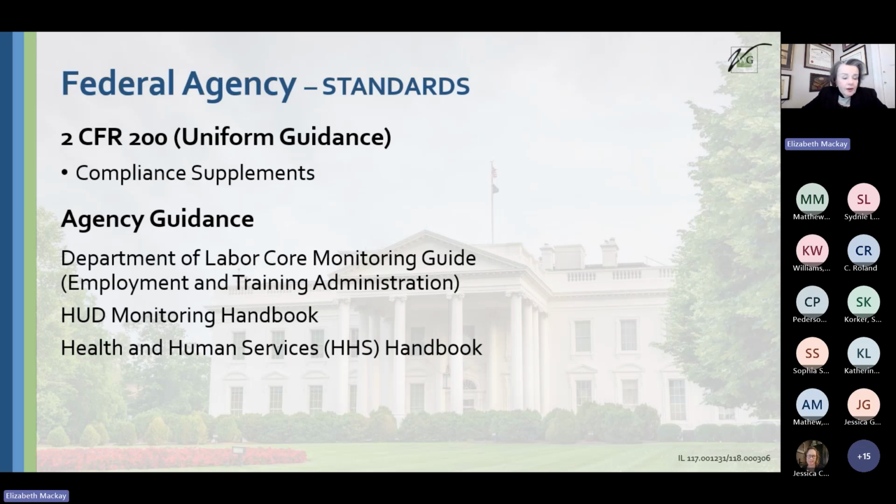And of course, there are agency-specific policies and contractual terms. An example would be the Department of Labor has their core monitoring guide. That's for the Employment and Training Administration. HUD has a monitoring handbook for its many programs. And then the Health and Human Services Department has a handbook as well.